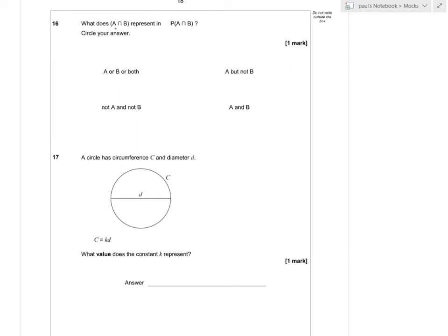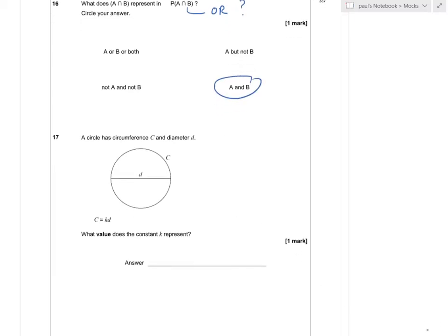16. What does A, B represent in probability of A or B? A or B or both. Probability questions. I always thought that meant or, but they seem to think it must mean and.